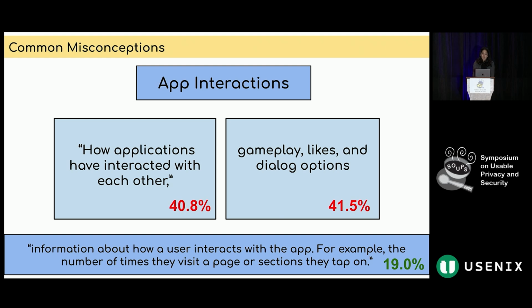Similarly, with app interactions, 40.8% of people thought that this referred to how apps interact with each other, and 41.5% of people thought that it was gameplay, likes, dialogue options, and only 19% of people actually were able to get this correct and understand it.